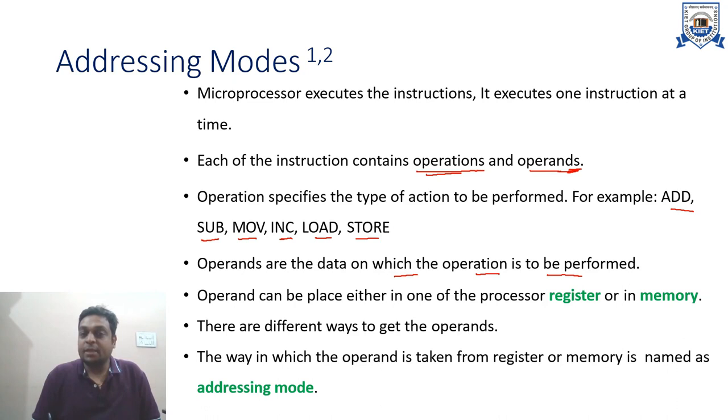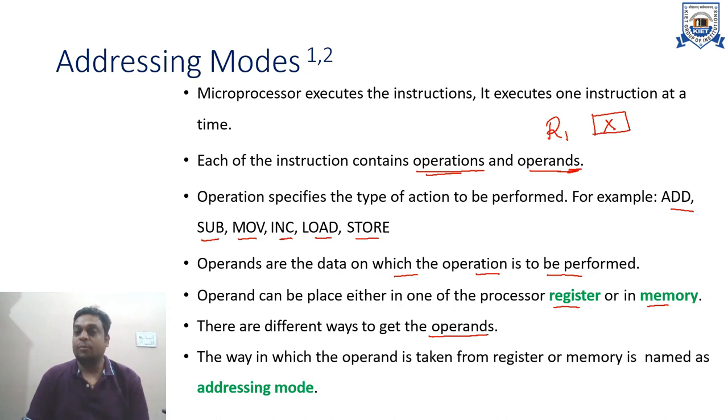Operands can be placed either in the processor register or in the memory. Means we can store the operands in the processor register or in the memory. There are different ways to get the operand. Now, if this is a register R and there is some value X, then how can we know whether X is the operand or X is the address of the operand? To know this, we have the technique that is known as addressing modes. The way in which the operand is taken from the register or memory is known as addressing modes.